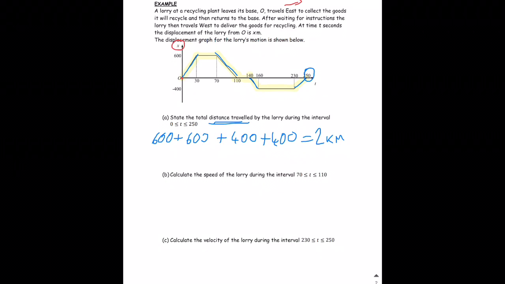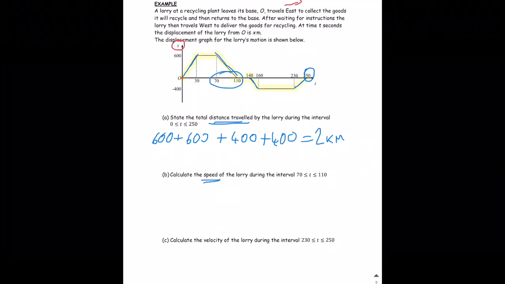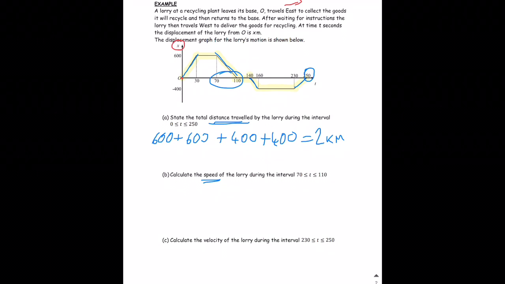Question B, calculate the speed of the lorry during the interval 70 to 110 there. Now again, think of the speed. That lorry is travelling back towards the base there, so technically it would have a negative velocity, but speed is just the speed that it's travelling at, so the direction doesn't matter, speed will always be positive. If it has velocity there, then we would have to do this displacement over time, which would be minus 600 over the 40 seconds that it has travelled for.